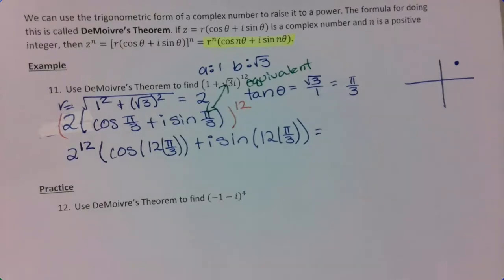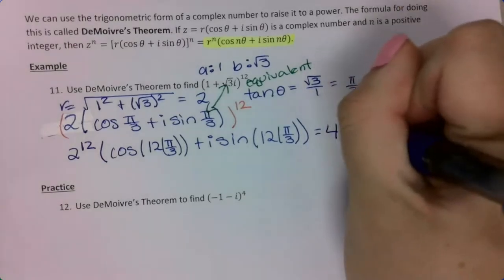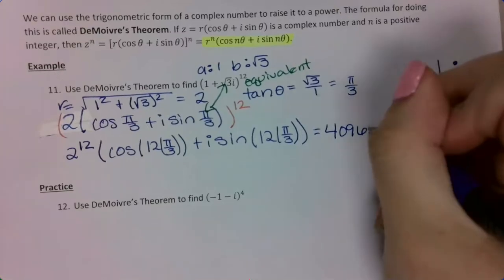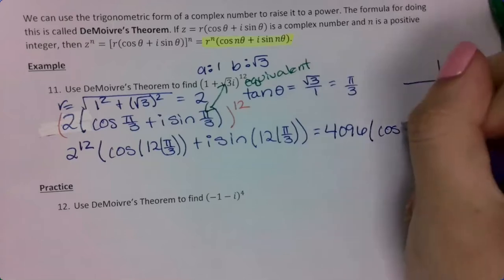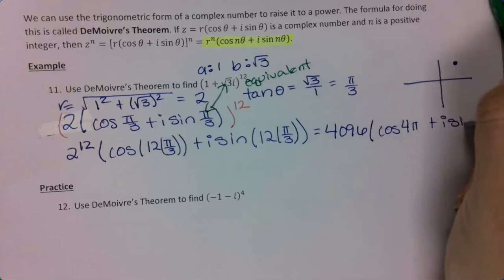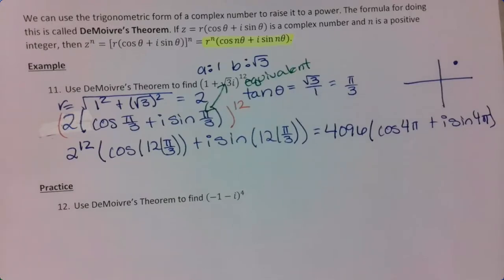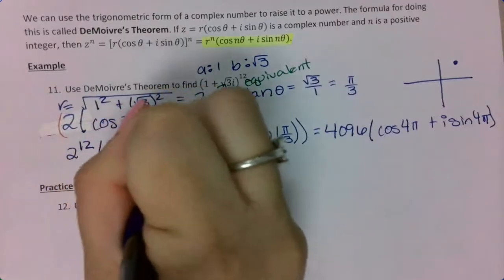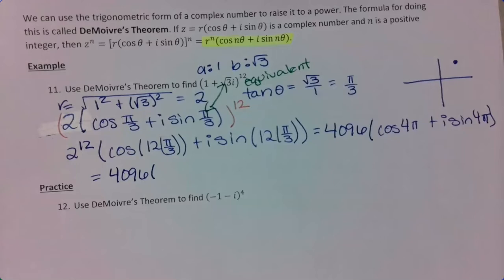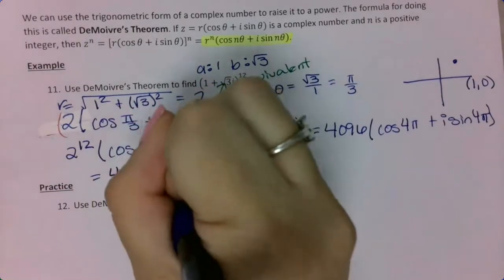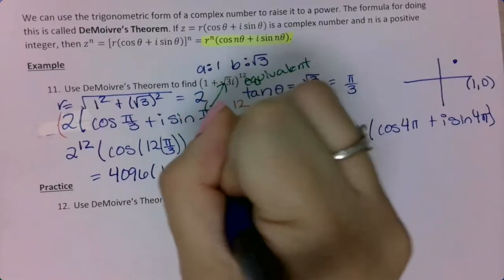Okay, so what is 2 to the 12th power? Why is that scary? Okay, then what is 12 times pi thirds? 4 pi? Ooh, that last pi looks ugly. No, we're almost done. What's cosine of 4 pi? And then sine of 4 pi? 0.